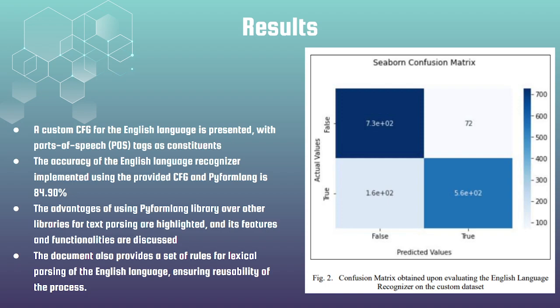The paper demonstrates the usage of the PyFormLang library for English language recognition using CFG. A custom CFG for the English language is presented with POS tags. This CFG is defined with the start symbol, terminals and non-terminals, as I have discussed before. The advantages of using this library over other libraries for text parsing are highlighted, and its features and functionalities are discussed. The accuracy, which is 84.9%, is also mentioned in the results.